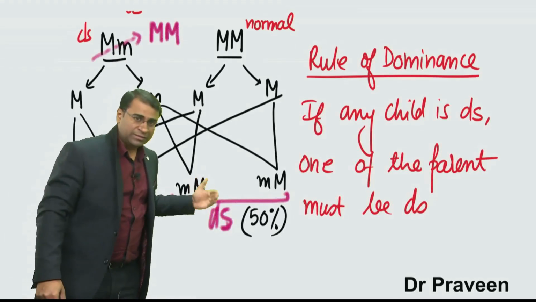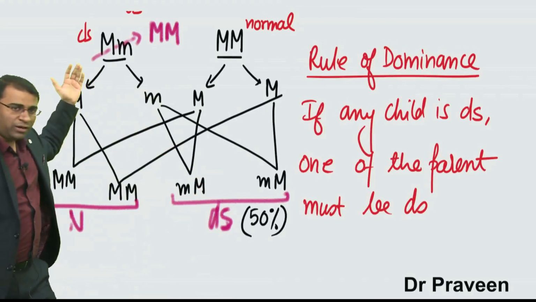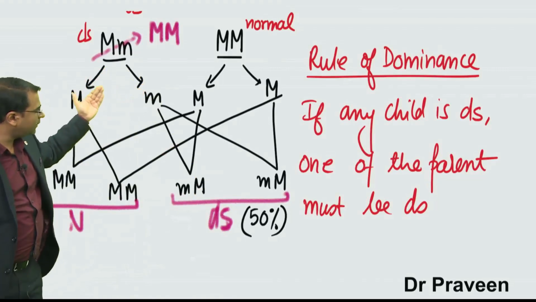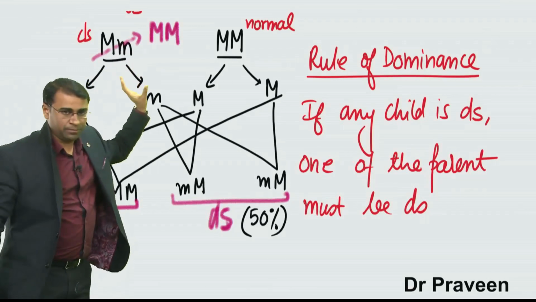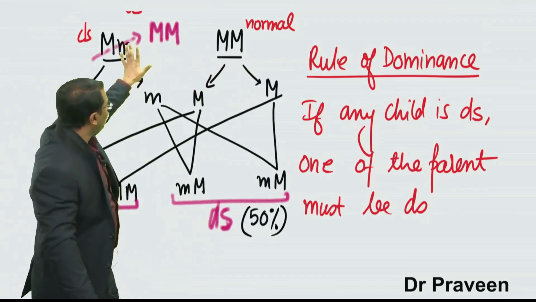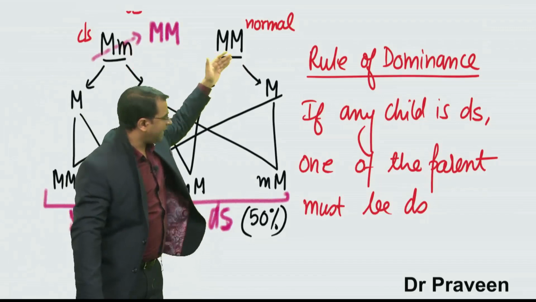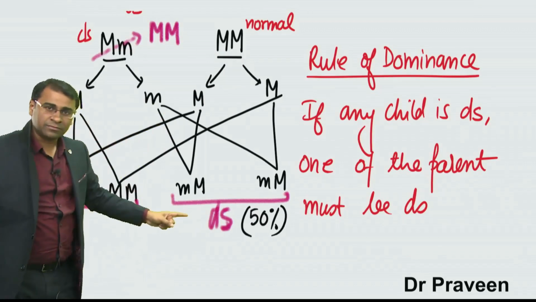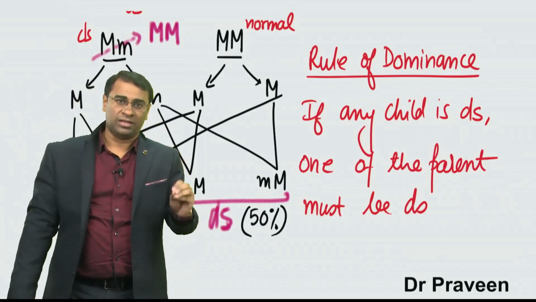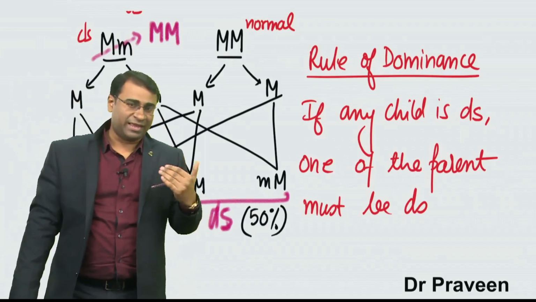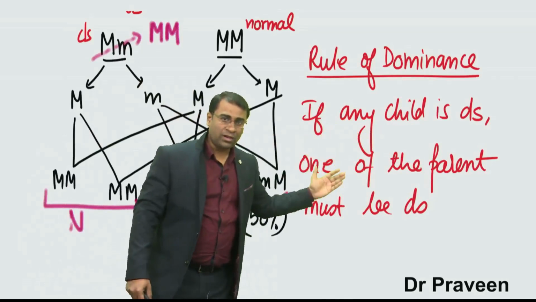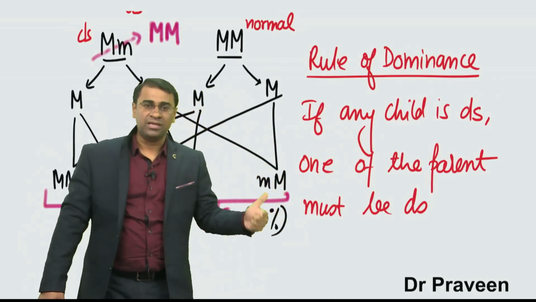And because they are diseased, as you are seeing, one of the parents was diseased. Suppose I change this capital M small m to capital M capital M. This means both the parents are now normal. If you take both of them as capital M, can any child be diseased here? It is just not possible. This means there is something called the rule of dominance. The rule of dominance says that if any child is diseased, one of the parents must be diseased.